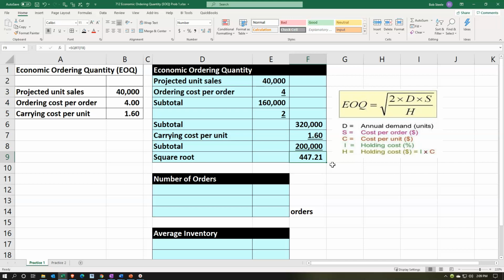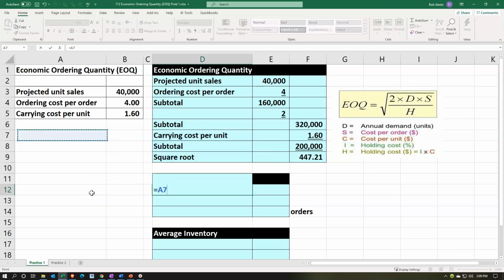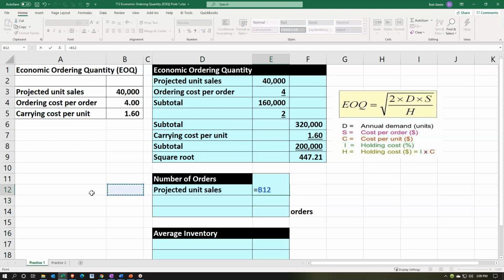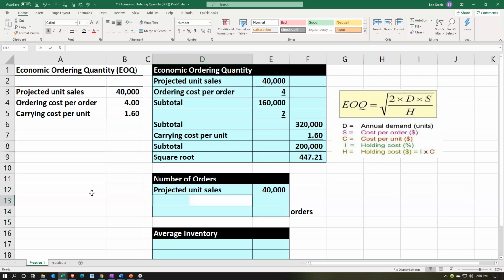So then we can think, well, how many orders would we be placing for the entire year if I'm going to order 447.21 each time, and I need 40,000 over the entire year? Well, the projected units that we need for the entire year is 40,000, and we're going to divide that by our economic ordering quantity, which is the amount we order each time, about 447.21. I'm going to add a couple decimals. Now, note rounding will be involved here because we're not going to actually order 0.21 units. That would confuse people. And so we're going to underline this: home tab, font group, and underline.